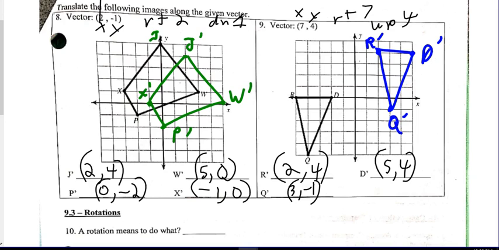And that's it. Now, just remember, if one of those numbers was 0, that means it might not move left or right, or it might not move up or down. So if X is 0, it's just going to move up or down. If Y is 0, it's just going to move left or right.